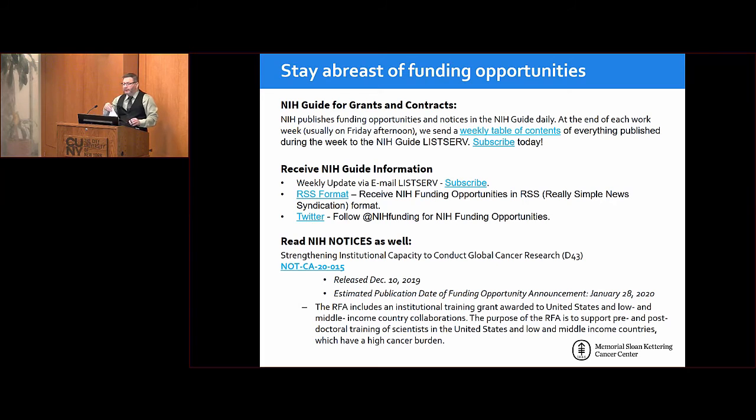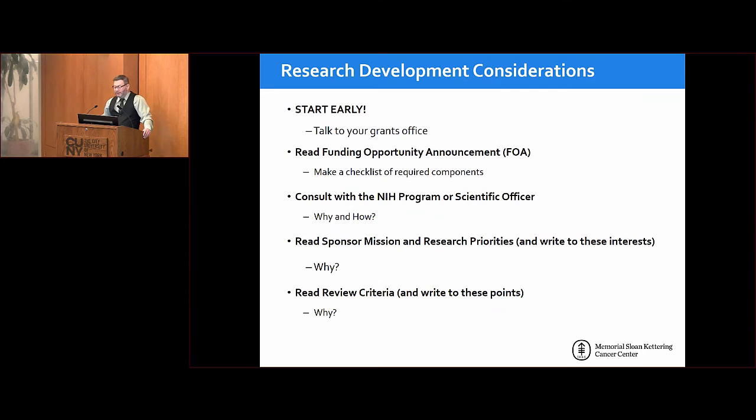And then my favorite area is research development. So I have a number of research development considerations and caveats that I'd like to suggest to you. As I've been saying quite a lot, start early, start the research early. Talk to your grants office when you even have an inkling of an idea that you want to submit a grant, because they have a lot of resources for you, they can share it with you, and you'll get that much farther ahead.